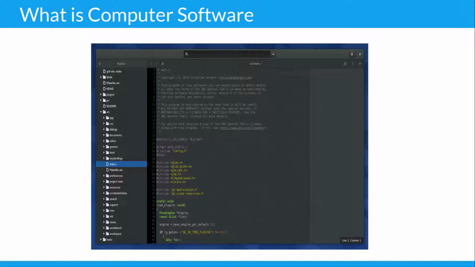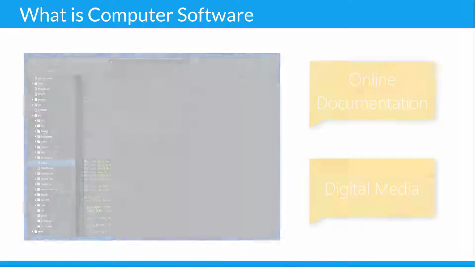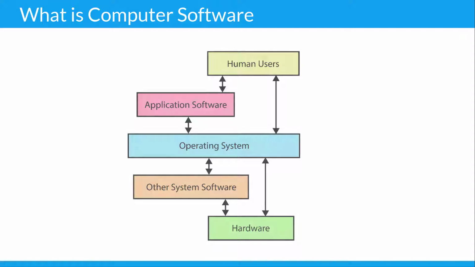Computer software includes computer programs, libraries, and related non-executable data, such as online documentation or digital media. Computer hardware and software require each other and neither can be realistically used on its own.